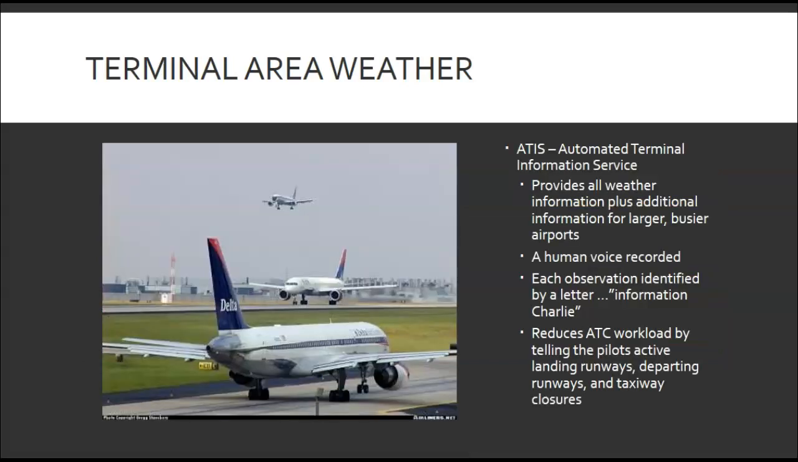Large controlled airports with a tower usually have a service known as ATIS, Automated Terminal Information Service. That is an automated broadcast. It's updated every hour, usually at 55 minutes past the hour. It provides all the weather information about a larger, busier airport, and it's recorded by the air traffic controllers in the tower. Each observation is defined by a letter, so every hour the letter is changed.